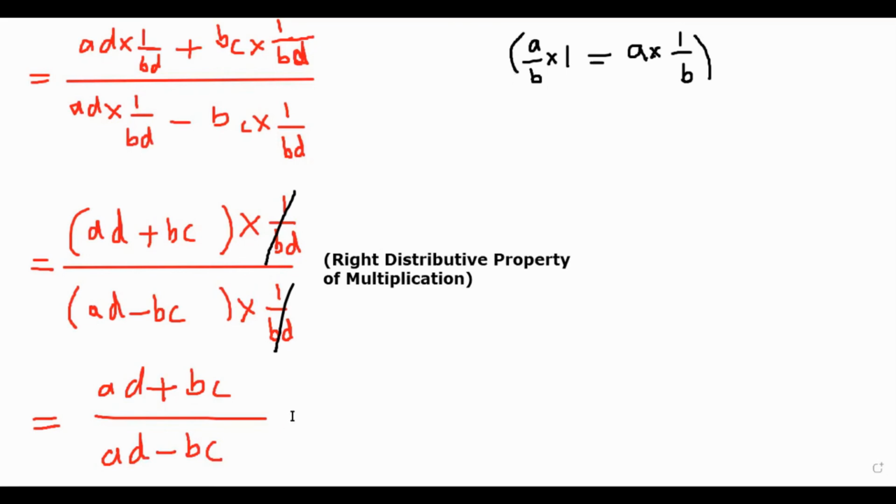So this is your final answer, but for this you have to write the name of the property. So this is the cancellation property. 1 by BD has been cancelled in the numerator as well as in the denominator. So cancellation property of real numbers. Hence this is your result, this is your answer.